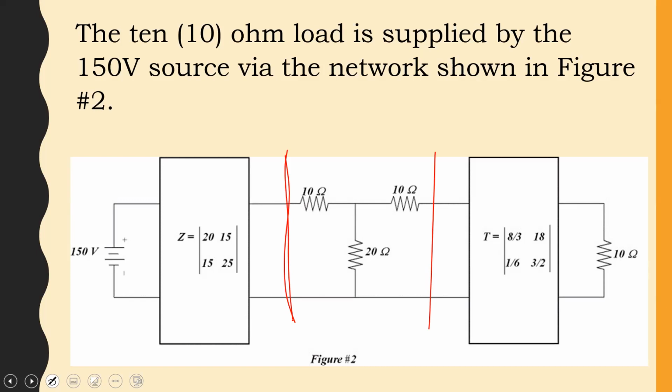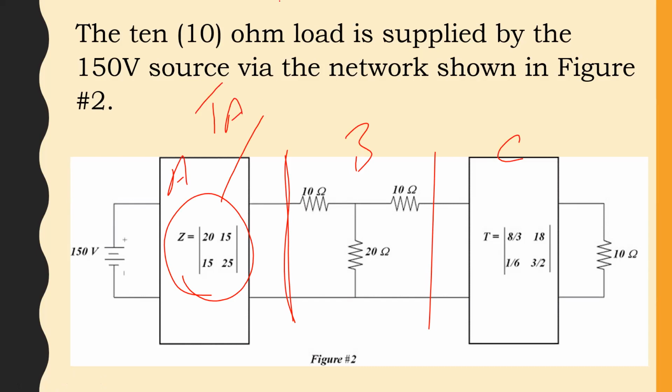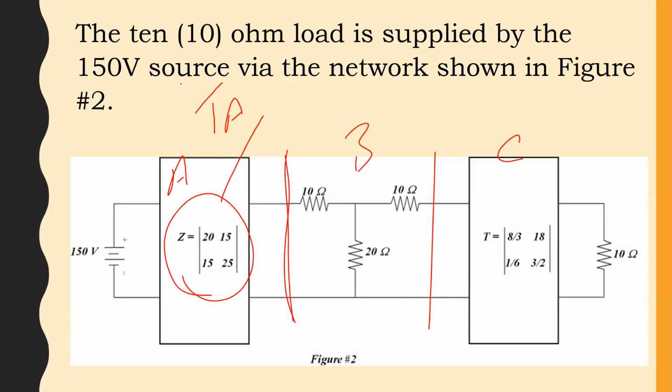All right? So go ahead for me and convert the Z parameters to T for me. So call this network A, call this section B, and let's call this C. So I want to find TA. Everybody, go ahead. Find TA for me, please. Do you have an answer for me? What's TA?